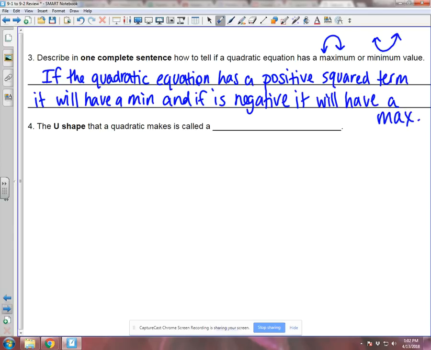What is the U shape called? A parabola. Okay, great. Ready to graph? Yeah? Take a look at your directions. Do you see all those directions? Do you see how I've provided you with a line for all of those answers? So you're going to put the answer on the line. Makes it easier for me to grade.